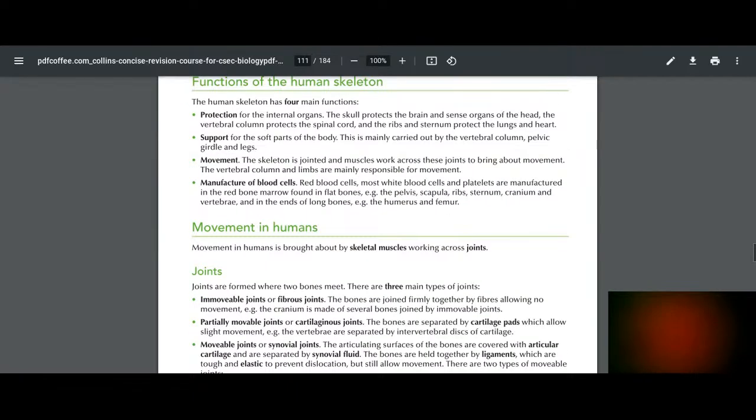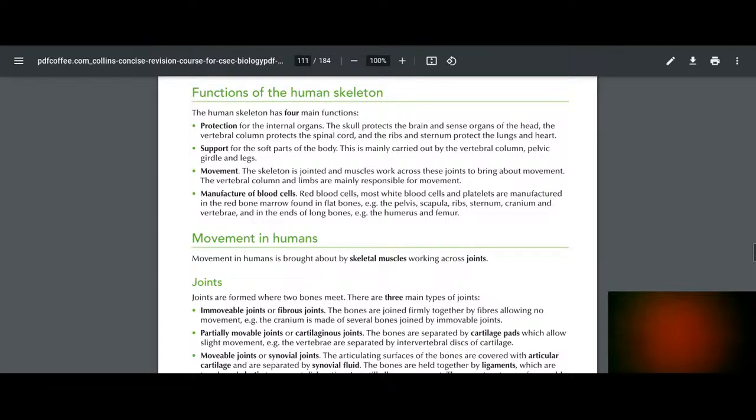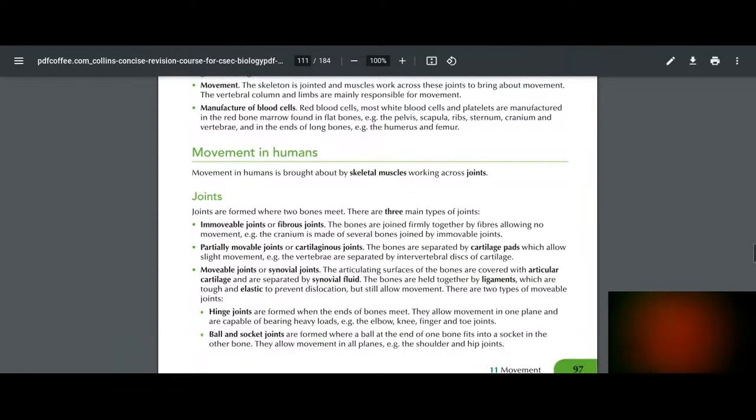Now let's go into what's the function of the human skeleton. One, protection for internal organs. Two, support for the soft parts of the body. Three, movement. Four, manufacture of the red blood cells. So, what are the functions of the human skeleton? One, protection for the internal organs. Two, support for the soft parts of the body. Three, movement. And four, manufacture of the blood cells.